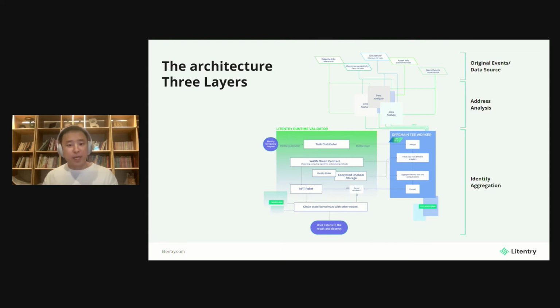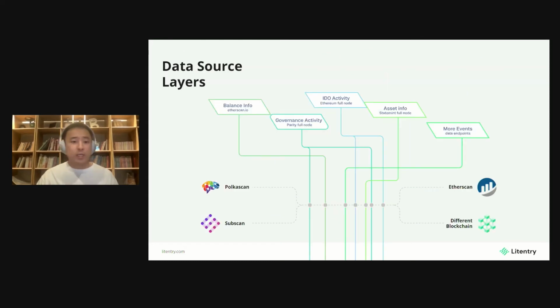And the network mainly includes 3 different layers. The first one is the data source layer, the second one is the address analysis layer, and the third one is the identity aggregation layer. So let's take a look one by one. Firstly, we have the data source layer. This is very straightforward. The layer is provided by various Web3 data services on different blockchains.